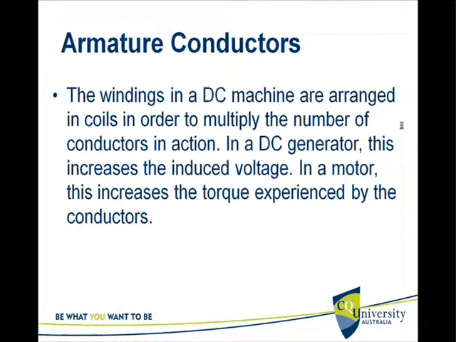Now we look at the armature conductors. The windings in a DC machine are arranged in coils in order to multiply the number of conductors in action. So not just one conductor, but a bunch of conductors. Then you intercept a large number of conductors, intercept the flux, so you get more voltage. So in a DC generator, this increases the induced voltage, whereas in a motor, this increases the torque produced or applied on the conductors.